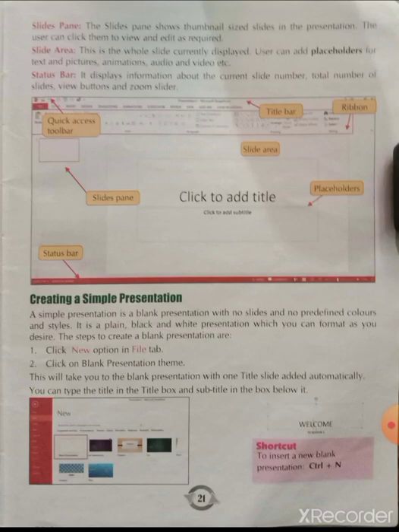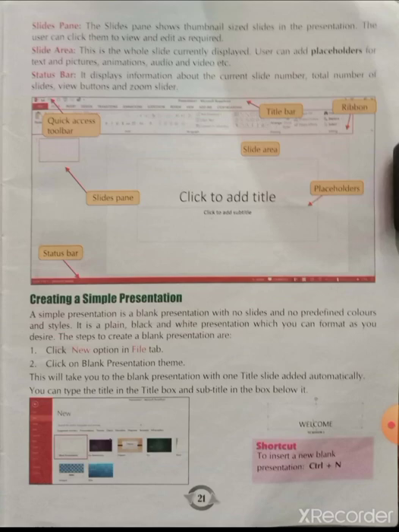That is a slide pane, right? Where is the slide pane? Yes, it is at the left side of the working area. So the slide pane shows thumbnail size slides in the presentation. The user can click them to view and edit as required.